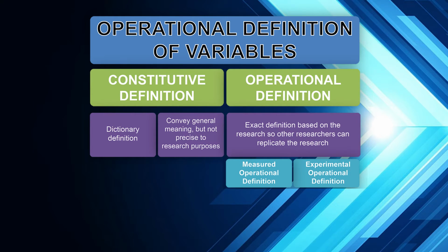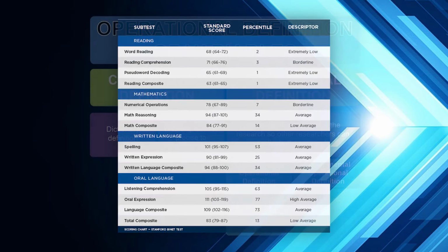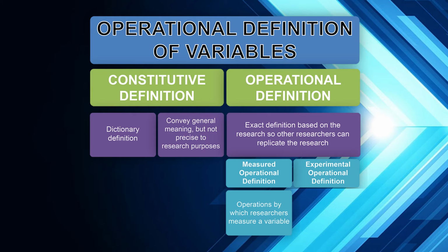A measured operational definition details the operations by which researchers measure a variable. For example, intelligence may be operationally defined as scores on the Stanford Binet Intelligence Scale. On the other hand, an experimental operational definition details the steps a researcher takes to produce certain experimental conditions.